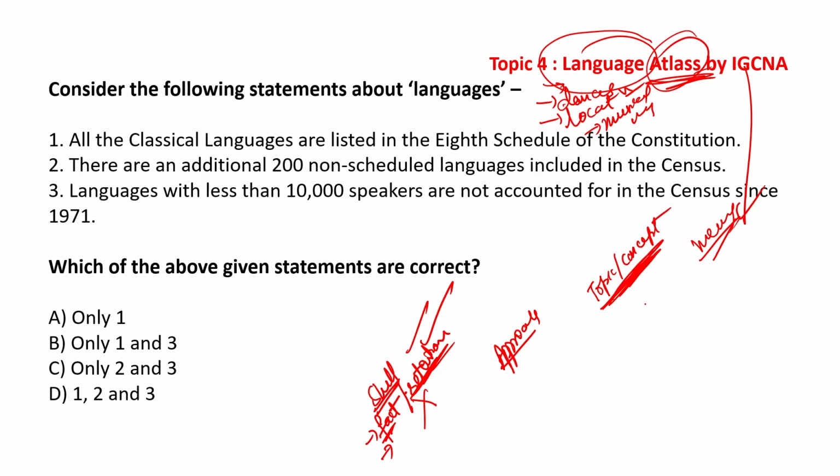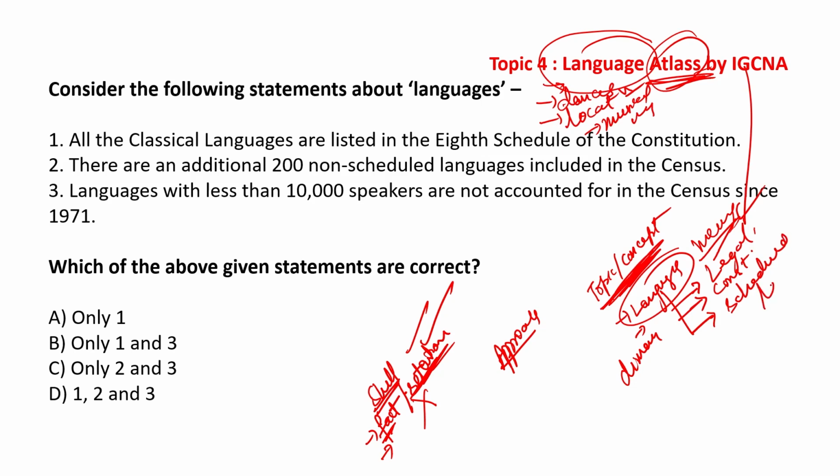So the concept, like I said, here we are talking about language. With regards to language, it is very important to know not just the concept but the dimensions. For example, the legal, constitutional angle: the national languages, under which schedule they fall. And concepts like scheduled language, non-scheduled language, the difference between what is a language and a dialect. Things like that are very important.